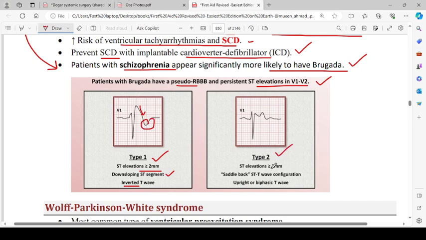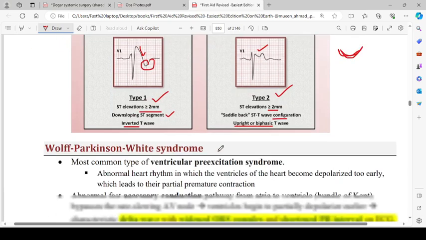In type 2, ST elevation, although it is more than 2 millimeters, has a saddle back. Like if you have seen a horse, it has a saddle on its back and it is a U-shaped area. So here you can see a saddle back ST wave configuration and upright or biphasic T waves.